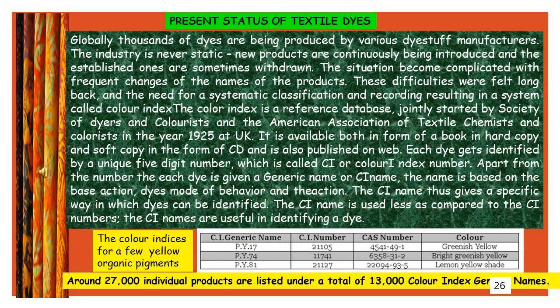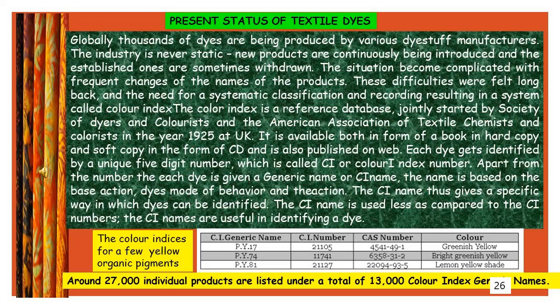Present status of textile dyes. Globally, thousands of dyes are being produced by various dye stuff manufacturers. The industry is never static. New products are continually being introduced and established ones are sometimes withdrawn. The situation becomes complicated with frequent changes of the names of the product.